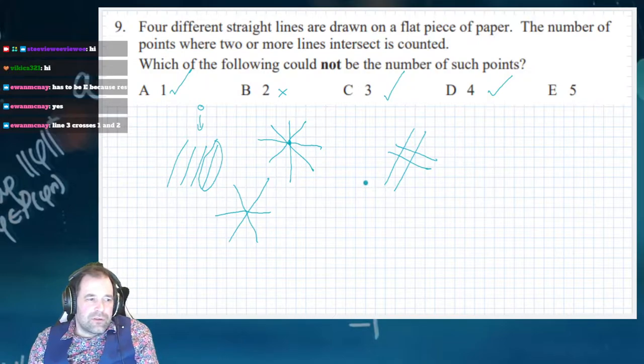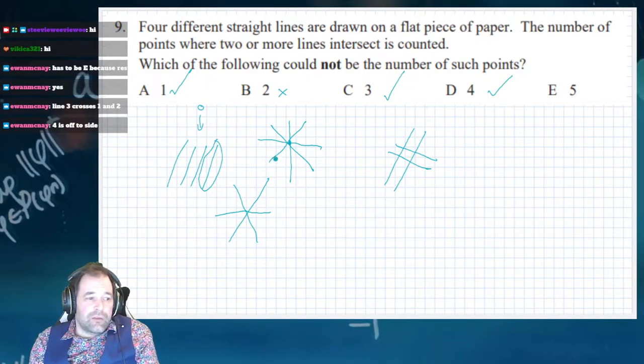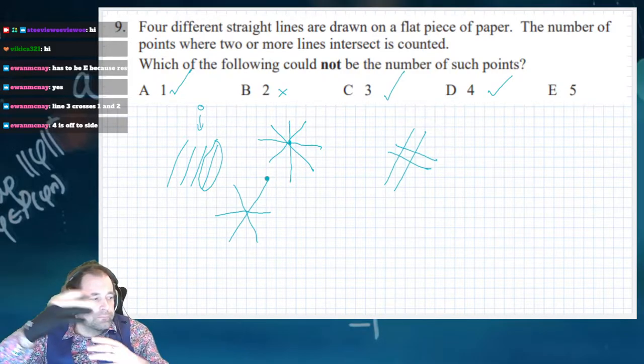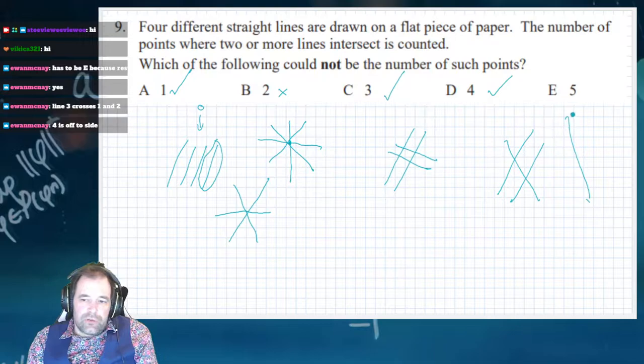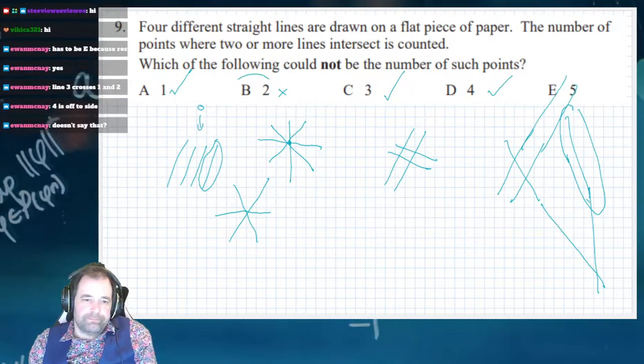Ewan says, you need four lines though. Yeah, but if line three crosses one and two, it will also cross four. These straight lines will be infinitely long here. I'm just not drawing infinitely long lines. So what Ewan's saying is that you could have that. But this line here will eventually cross this line down here and those lines up there. So I don't think you can do two. So I'm going to say two.